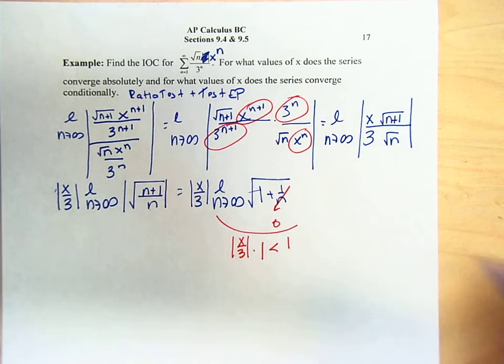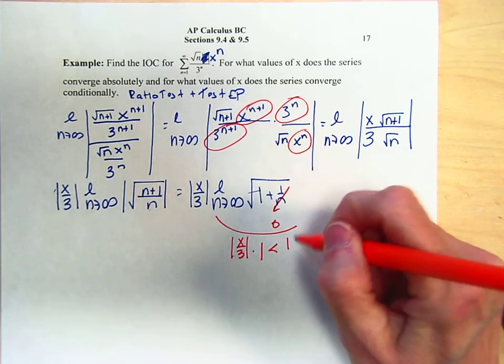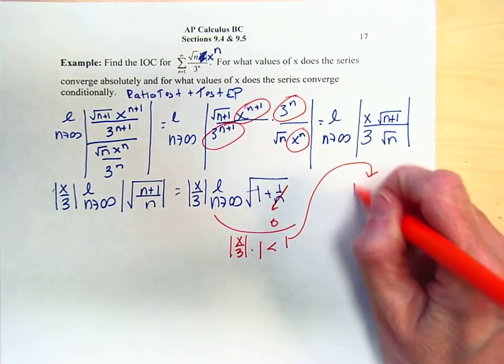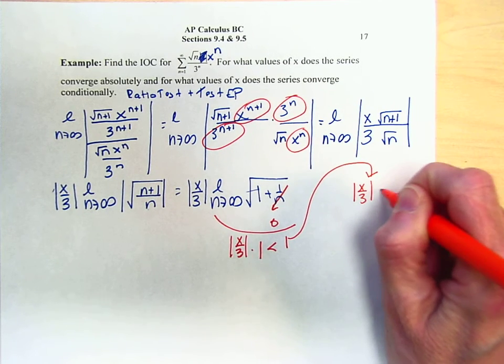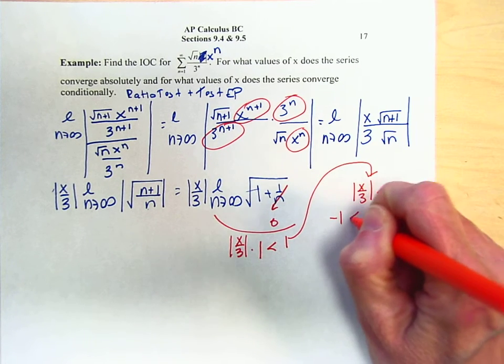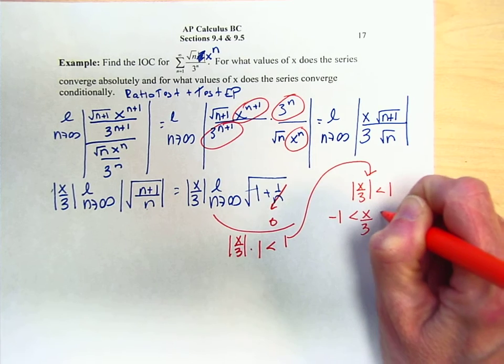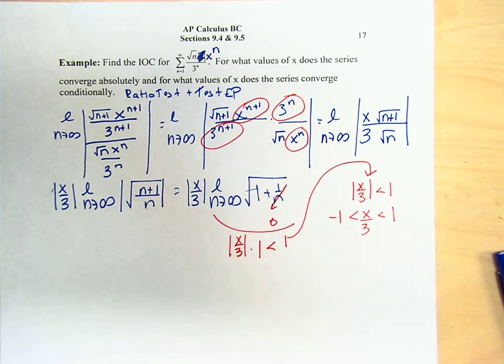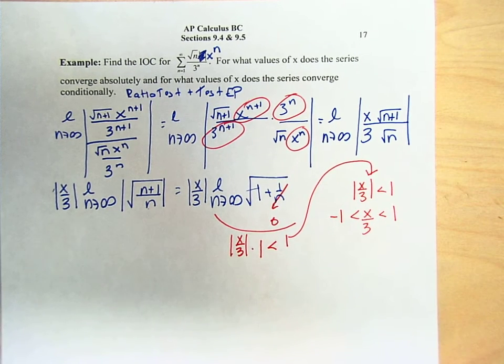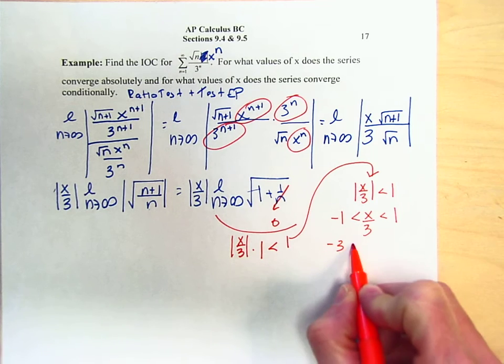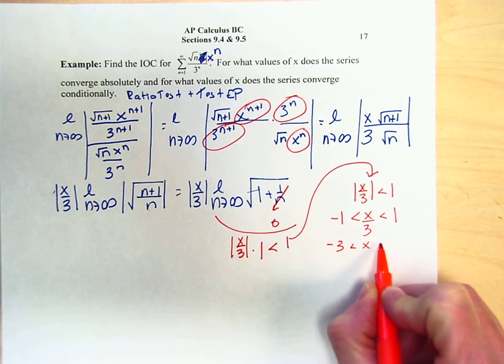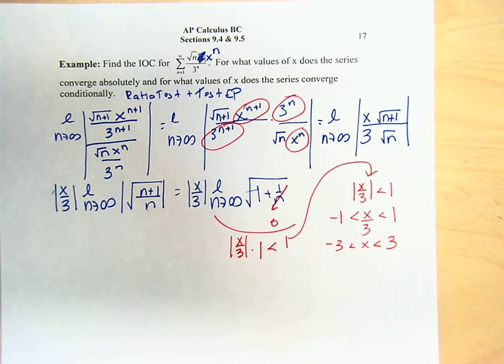So essentially what we're doing, and I'm going to draw a little arrow to save room, we have to solve this inequality, and removing the absolute value signs gives us this. And then to get x by itself, multiplying through by 3, you get minus 3 is less than x is less than 3. So this is our interval of convergence until we talk about the endpoints. But for right now, this is what we have.